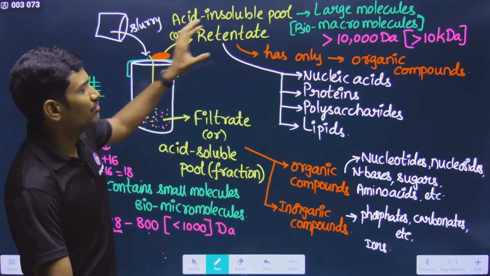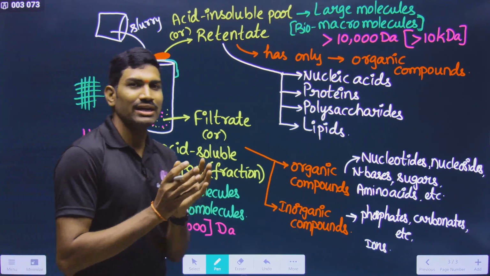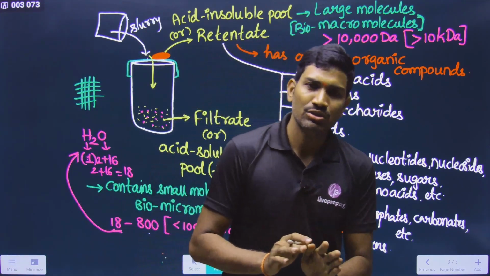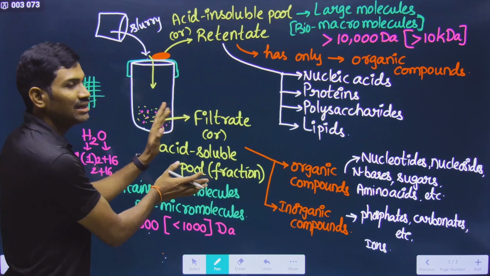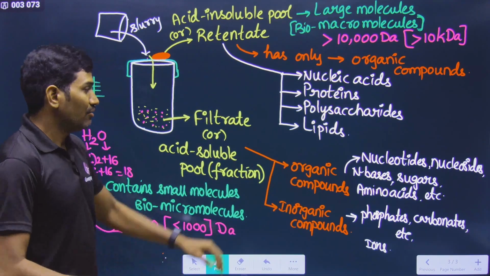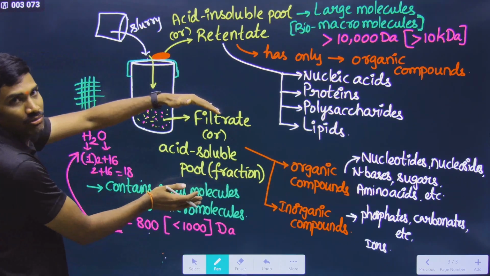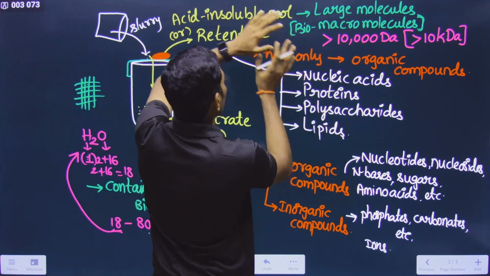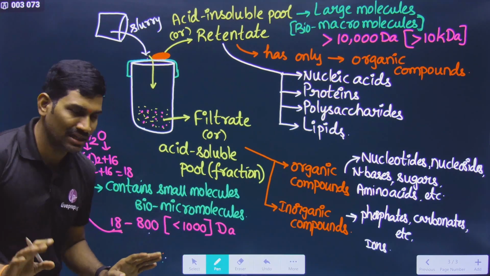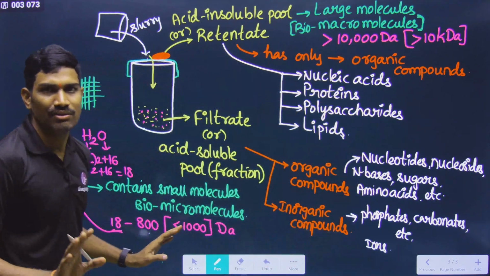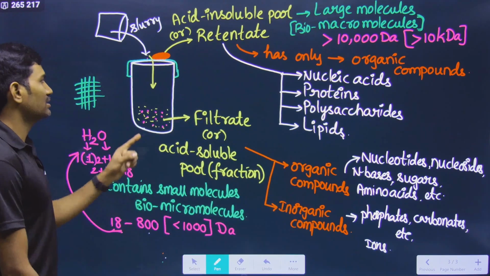So in this way, this is the overall composition. A living tissue has both organic and inorganic. All the inorganic compounds come in the acid soluble pool. But within the organic, small organic molecules come in the acid soluble pool, and large organic molecules come in the acid insoluble pool. This is what they are saying. Is this clear? I hope now you understood this entire information. Let me quickly recap.